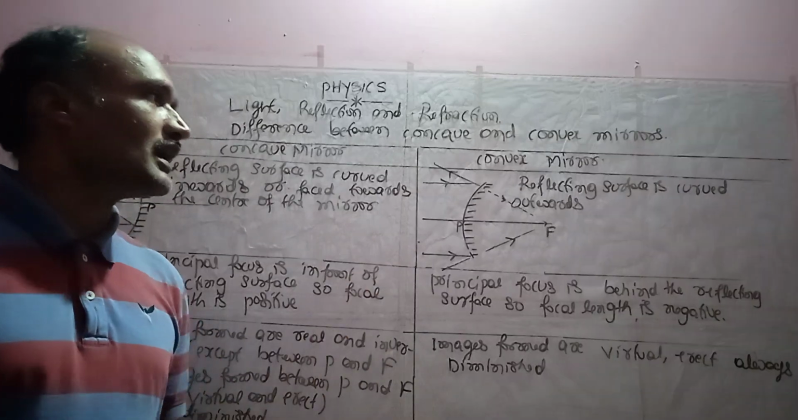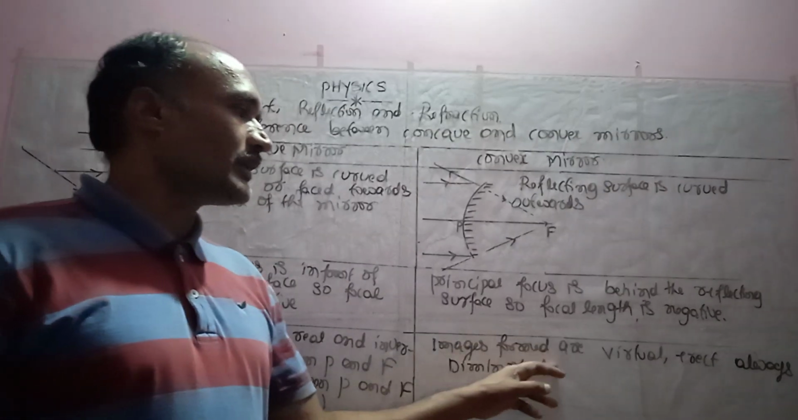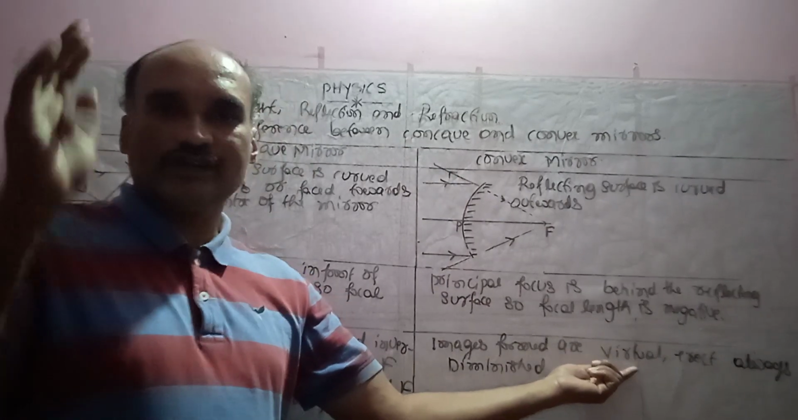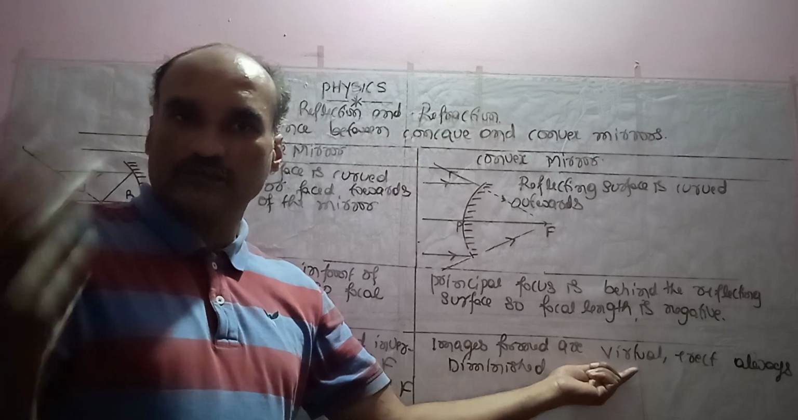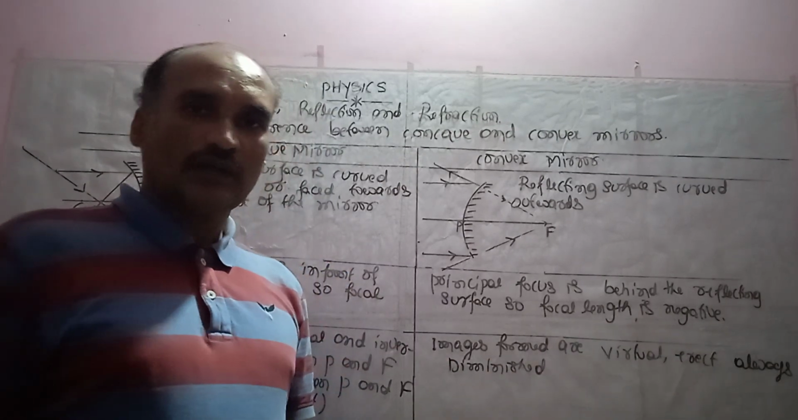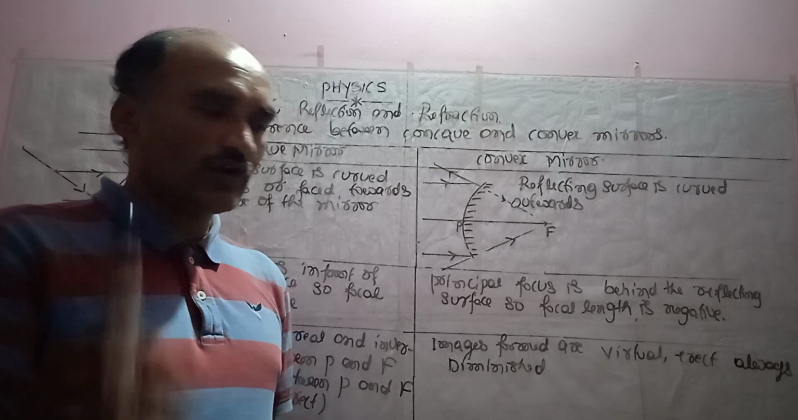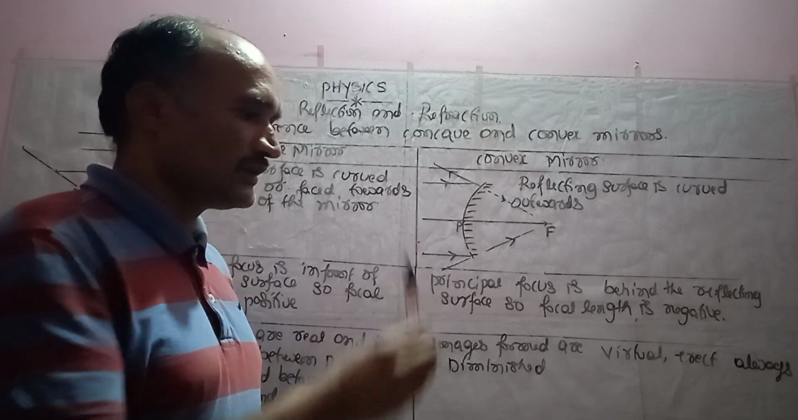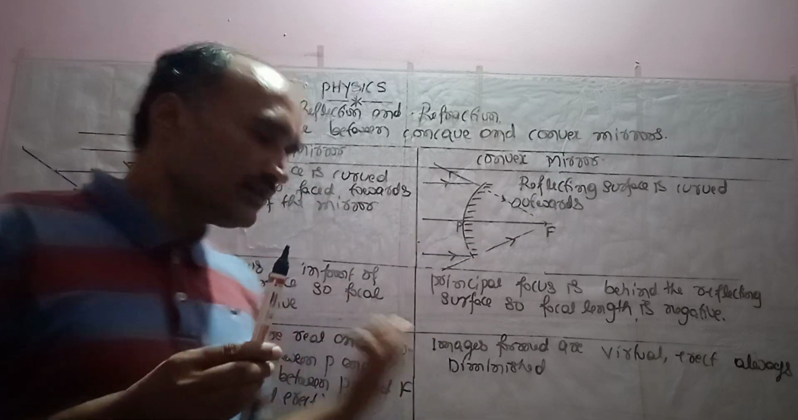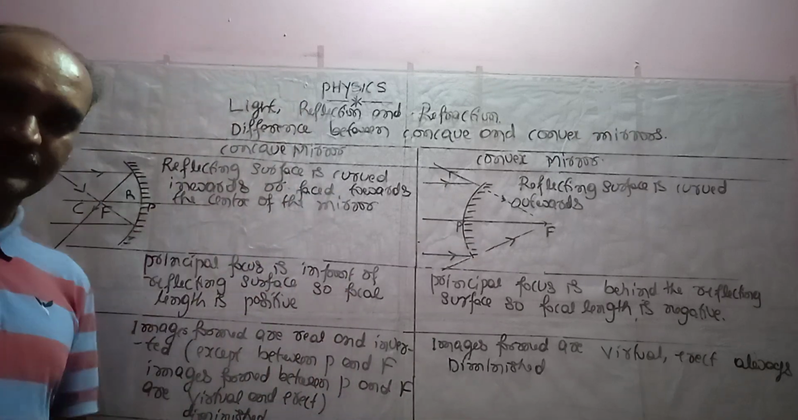In the case of the convex mirror, images formed are always virtual and erect. Virtual means we can't get them on the screen, and erect means the image is the same way up as the object. If the object is like this, the image is also like this. But in the concave case, it is inverted like this.